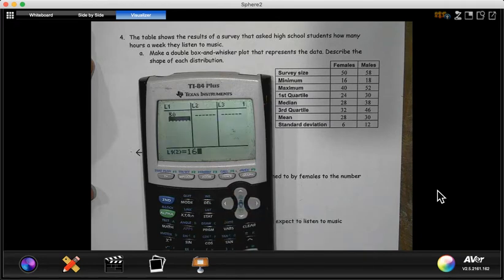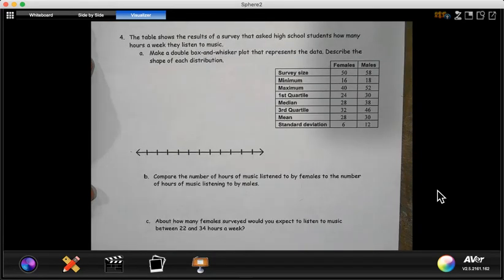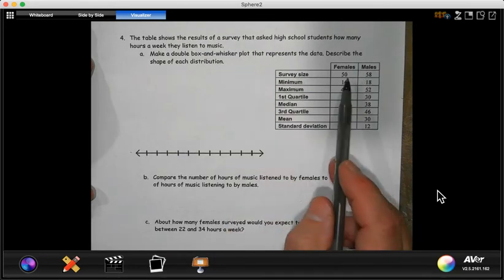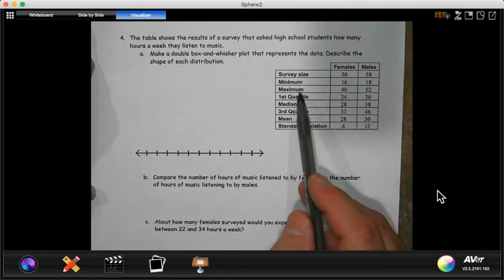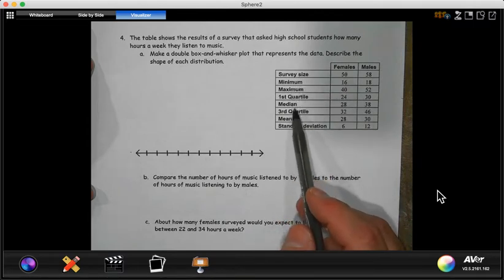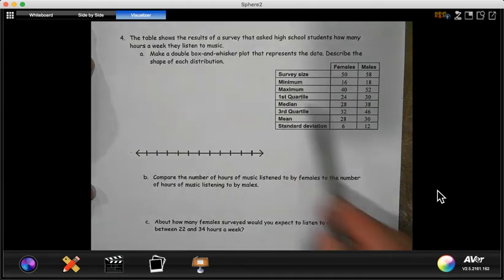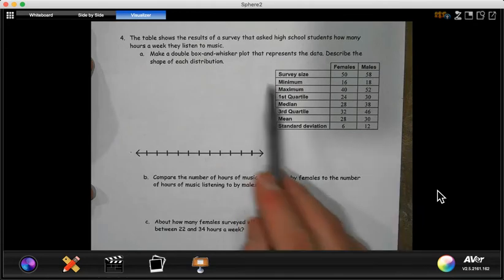50, 16, 40. Wait, what? We don't need to do any calculations. I don't know what I'm doing. I better make sure I read it. Survey size is 50, so we've got the min, the max, first quartile, median, third quartile, min, max. So box and whiskers plot.